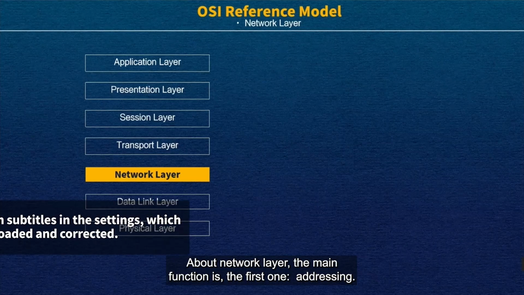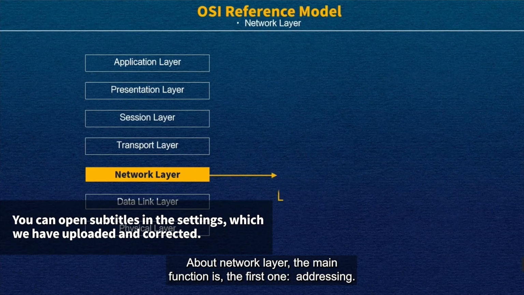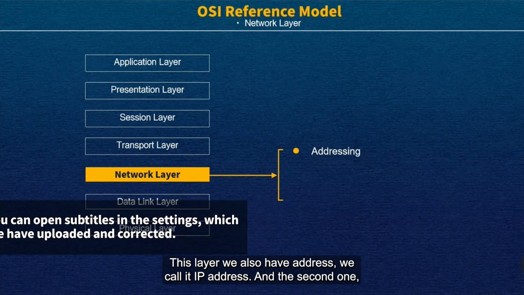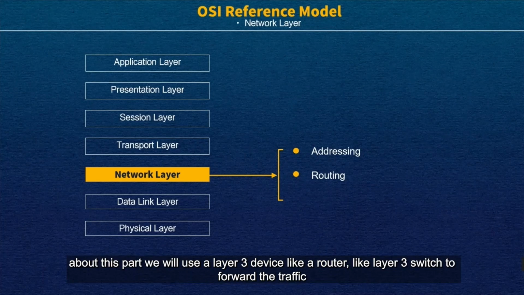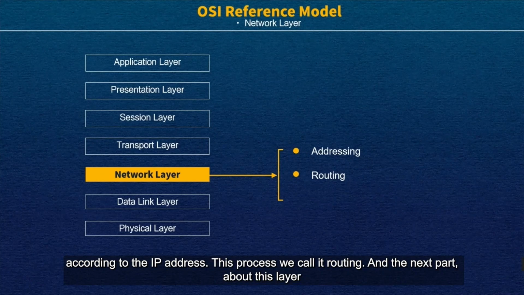About the network layer, the main function is the first one, addressing. This layer will also have an address. We call it the IP address. And the second one, we will use a layer 3 device like a router or layer 3 switch to forward the traffic according to the IP address. This process we call routing.